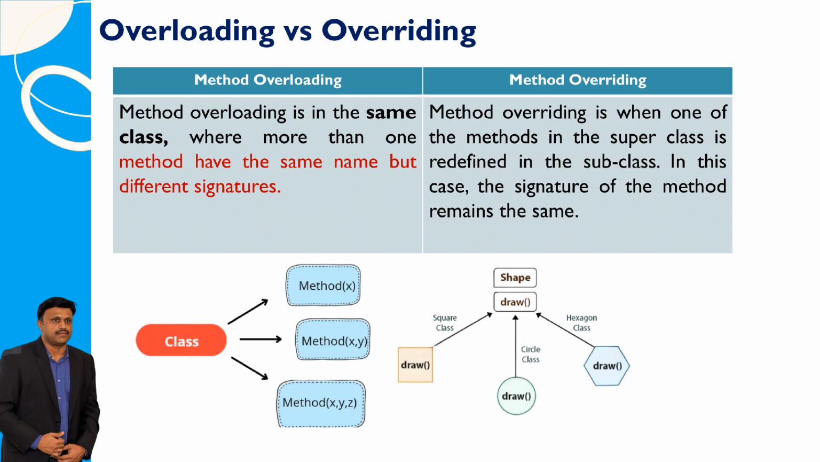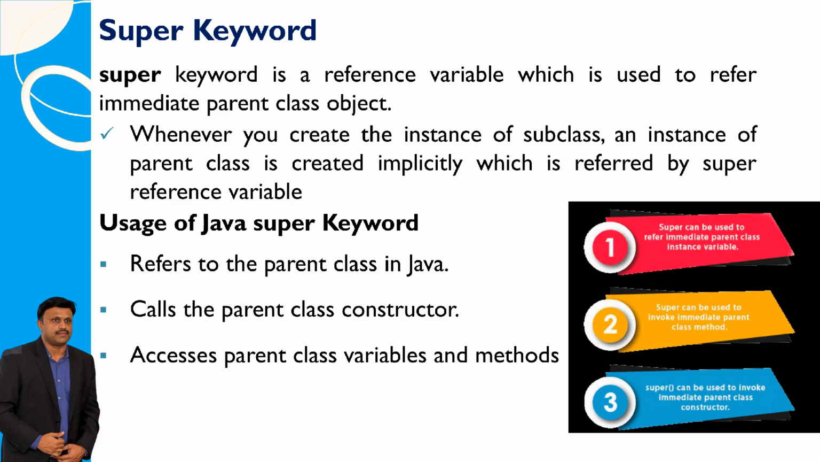and parameters. The super keyword in Java is a reference variable used to refer to the immediate parent class object. When an instance of a subclass is created, an instance of the parent class is implicitly created and can be referred to using super.